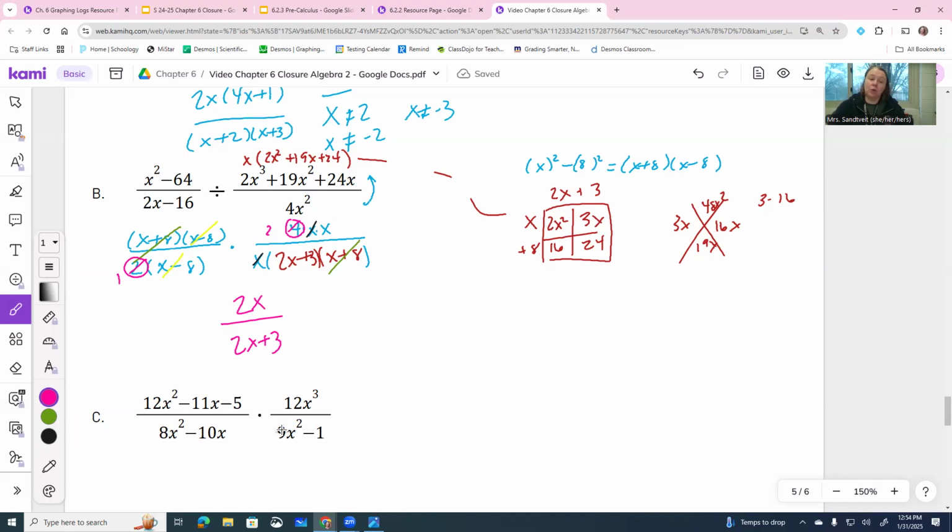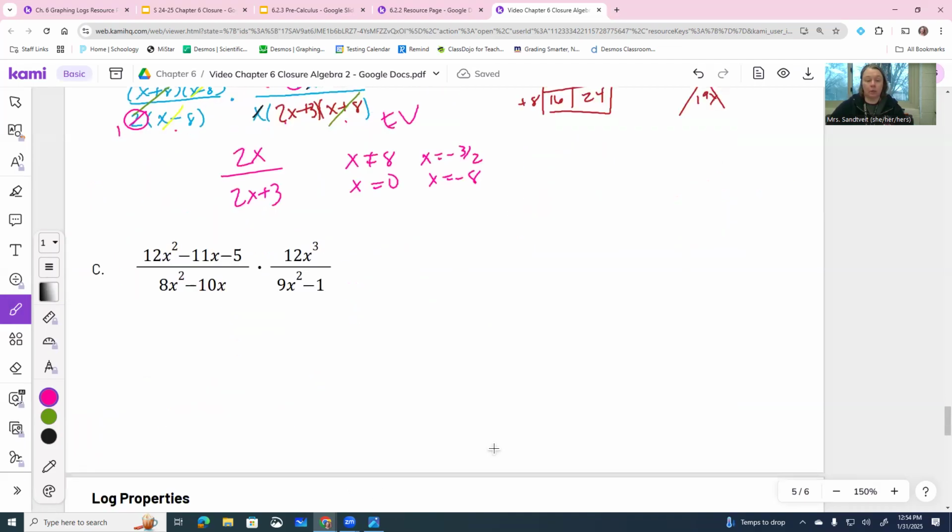All right, and then excluded values, we go back to here. What would make the bottom 0? So 8 would make the bottom 0 here. 0 would make the bottom 0. -3/2 right here. And -8. Those are my excluded values.